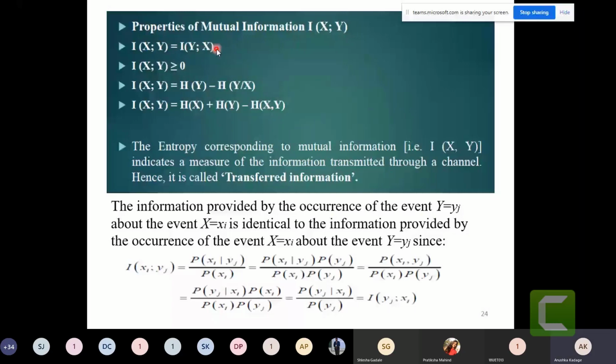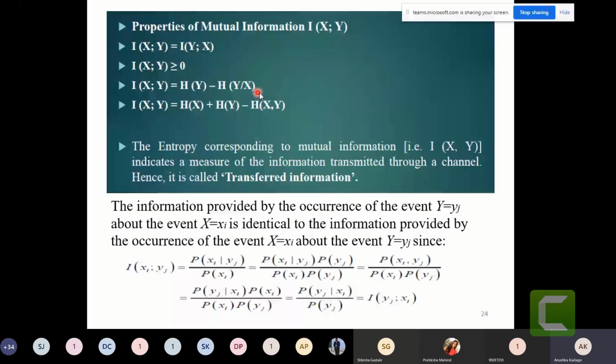The next property of mutual information is what? I of X semicolon Y value is always greater than or equal to 0. Next, I have mentioned here I of X semicolon Y. It can be written as H of Y minus H of Y by X. And why am I putting here I of X semicolon Y? Because in the first property we have stated that these two values will be the same, and that is the property of mutual information, even though we have written this expression, which is giving the value of I of Y semicolon X.